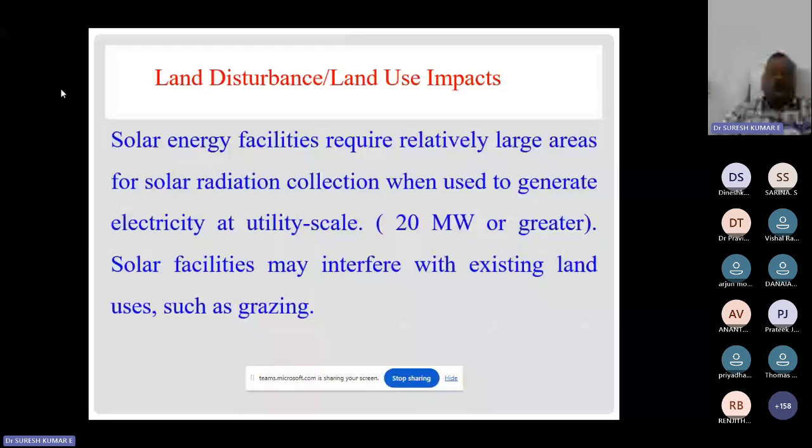But at utility scale, the solar radiation collection area will be higher, that is 20 megawatts or greater. Then solar facilities may interfere with existing land uses such as grids. Nowadays there are fewer projects, even in Kerala, and nationally too. But as you know, India has a vast potential for solar energy. So within another 30 years, there will be a boom in this field. That time, this will be a concern. Land disturbance and land use impacts.